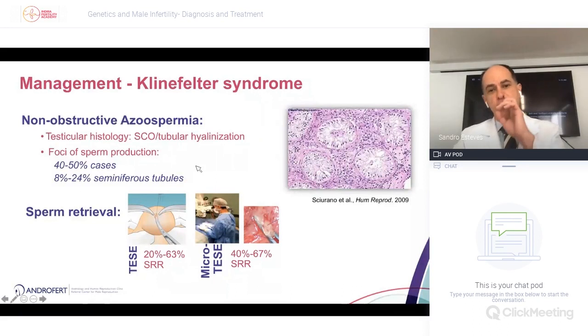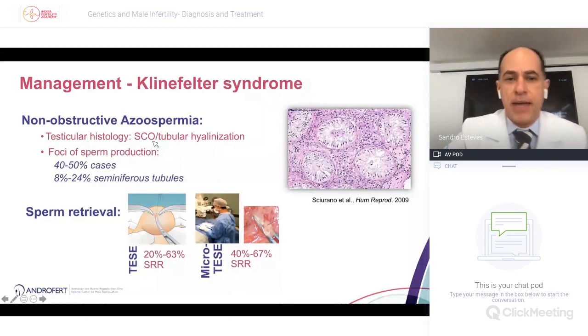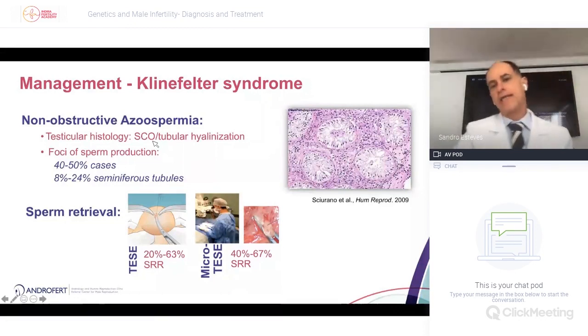If you actually look at the testicular histology, I'm not recommending you do that, because these testicles are very small and we need to save the testicle for sperm retrieval. But the testicular histopathology will show Sertoli cell only as a predominant pattern and tubular hyalinization. But we may find focal areas of spermatogenesis, as in this one presented here.